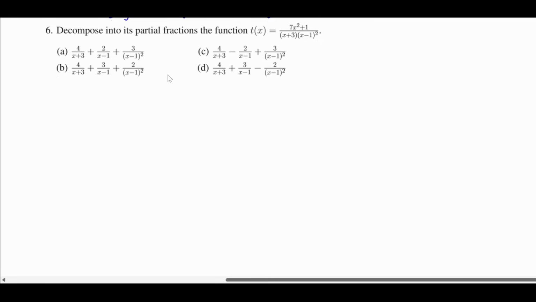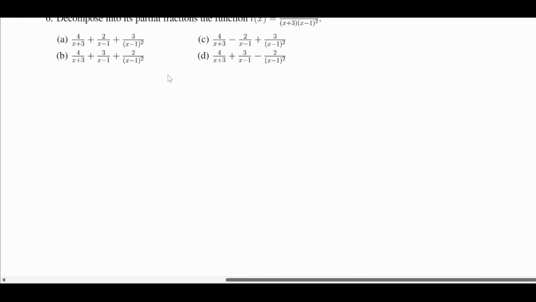Question 6 is we should decompose this fraction into its partials. So what we'll do is that we should understand what is here. We are given (7x squared plus 1) all over (x plus 3)(x minus 1) all squared.